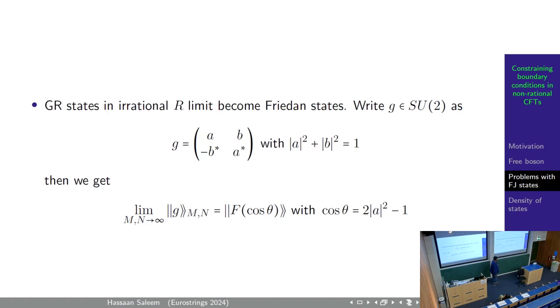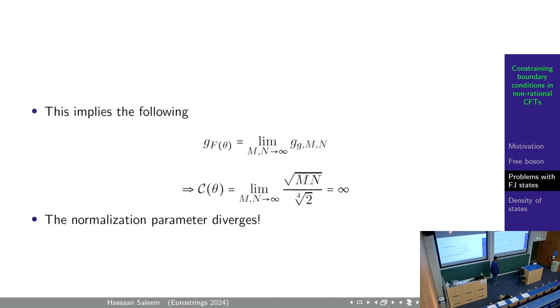Okay. Now, here's the problem. The problem is that if you calculate the G function for the Friedan state and the G function for the Recknagel-Gaberdiel states in the limit when n and m go to infinity, the G functions should match. But this limit says that m and n go to infinity, which means that this thing should go to infinity, and in turn it means that the undetermined normalization constant for the Friedan-Janik state is actually infinite, and this makes no sense. So therefore this is another problem that the Friedan-Janik states have.